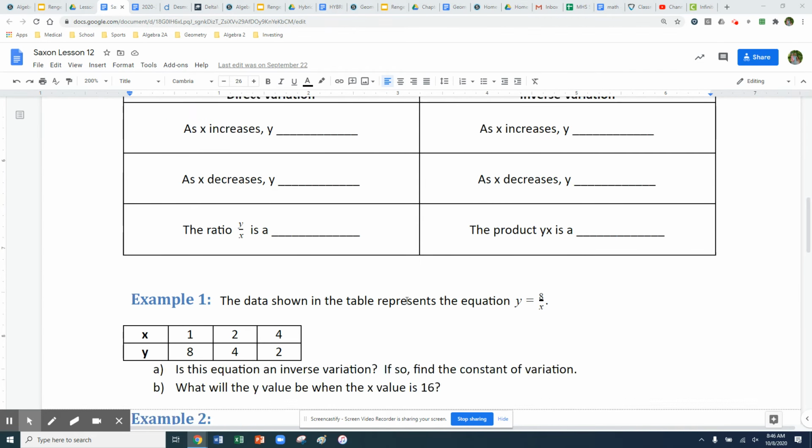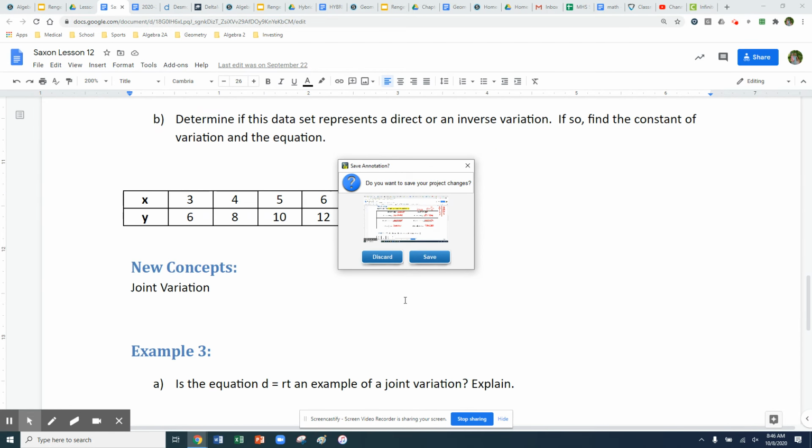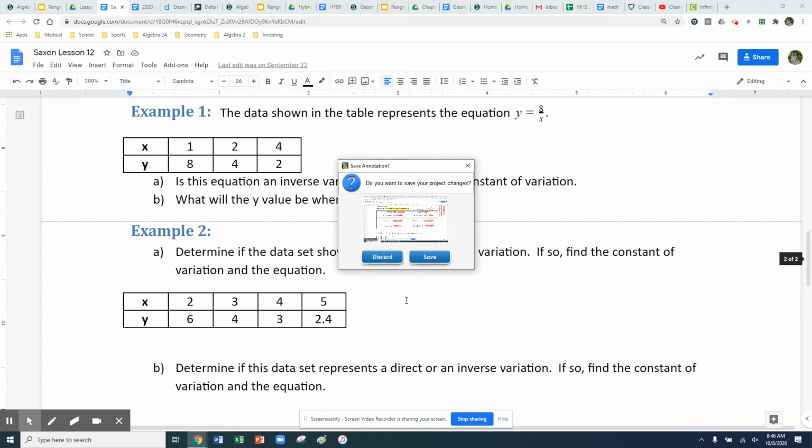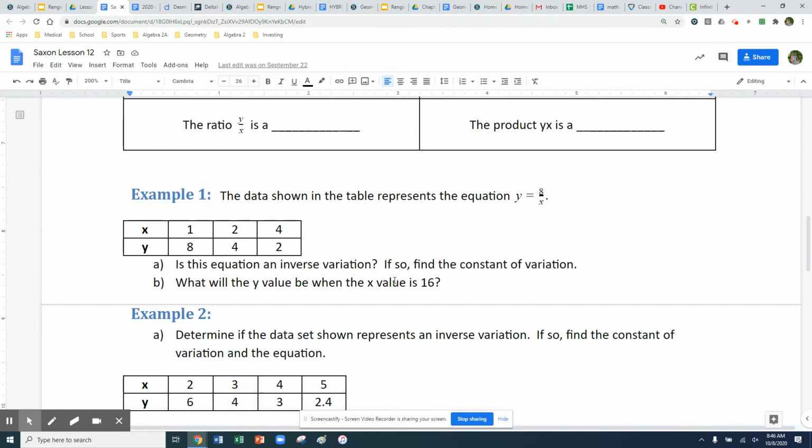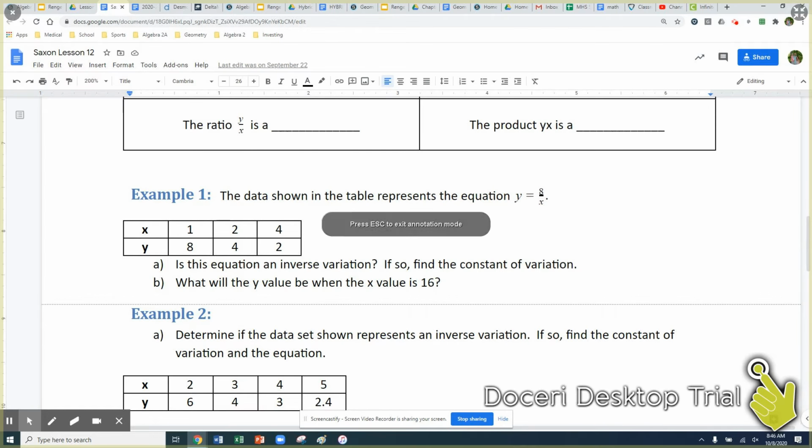So heading down, we're going to look at just example 1 and 2 today. In example 1, we're going to use the data shown to determine if it's an inverse variation, and if so, we're going to find that constant, and then find what y will be when the x value is 16. So we'll get to that here in just a second. The data below represents the equation y equals 8 over x. I know it's kind of small up there, but you should be able to see it if you have your hard copy notes.